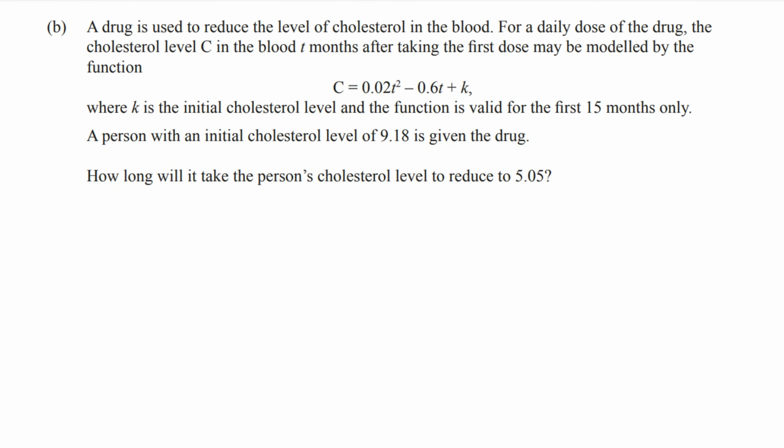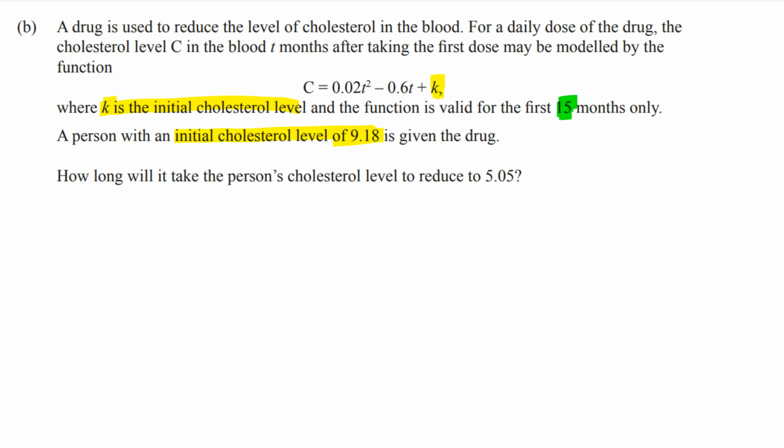All right, so what we have is a quadratic equation, and we have a drug used as a daily dose. K is the initial cholesterol level, so I'm going to highlight that part there. And the function is valid for the first 15 months only. Okay, so that's something important right here, that it's only valid for 15 months. It also says there's an initial cholesterol level of 9.18.